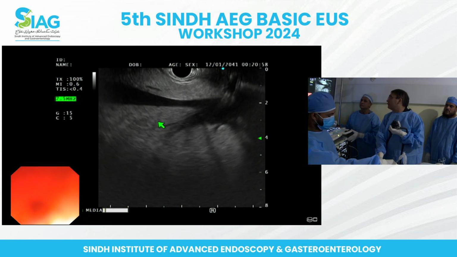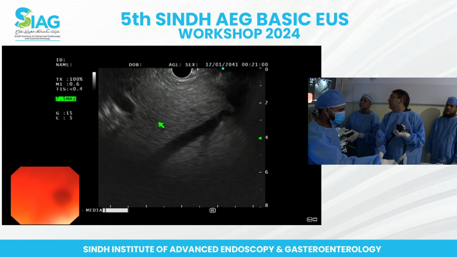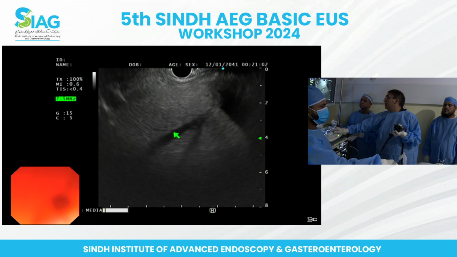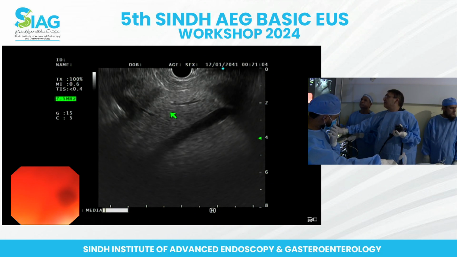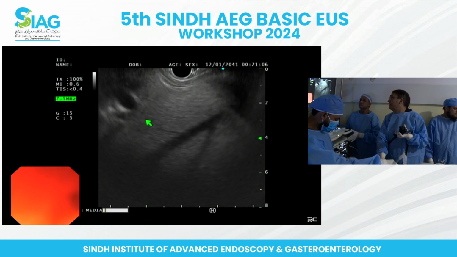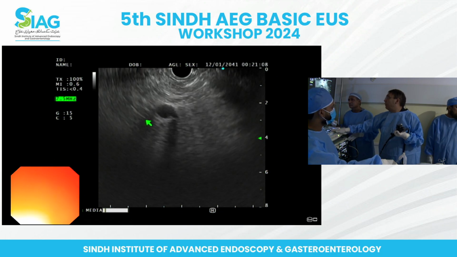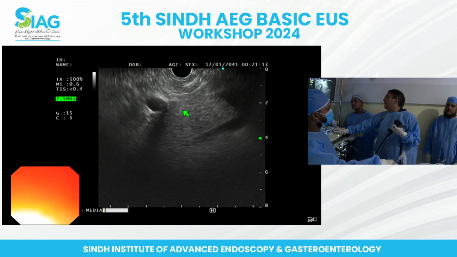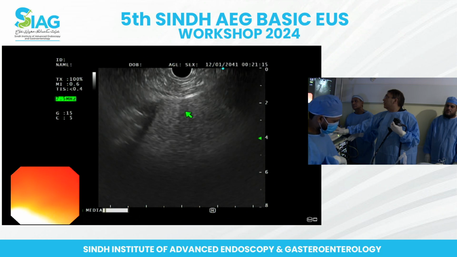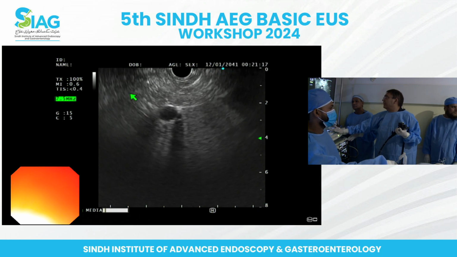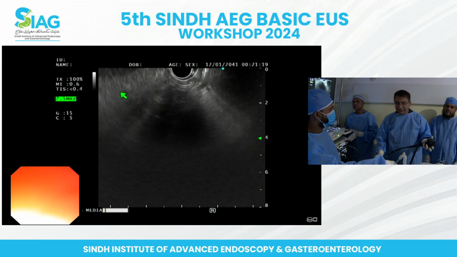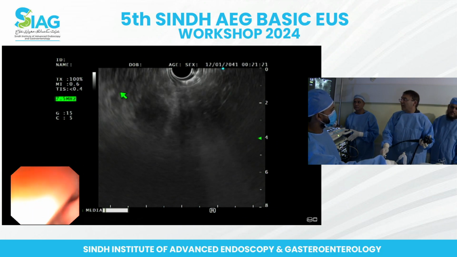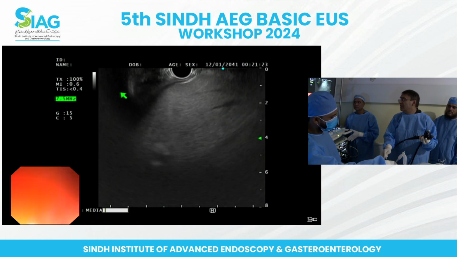If I advance the scope a little bit, then you see the mid-hepatic vein right here, segment 8 here, segment 4 there. If I gently advance further, I see the portal vein, and this segment above the ligamentum venosum would be the caudate lobe. On this side is going to be segment 3. So this is how you see the liver from the stomach.